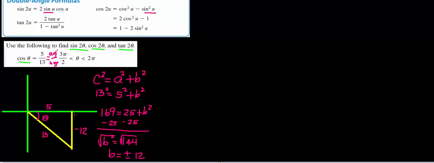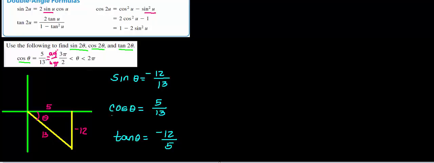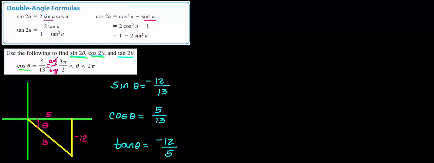So now that I have all three values, one more thing I'm going to do is find the sine of the angle, the cosine, and the tangent of the angle, because I see from my double angle formulas that I'm going to need all three trigonometric ratios. There you have your three trig ratios, and now we're going to proceed to find the sine of 2 theta, the cosine of 2 theta, and tangent of 2 theta. Okay, so let's go ahead with sine of 2 theta.